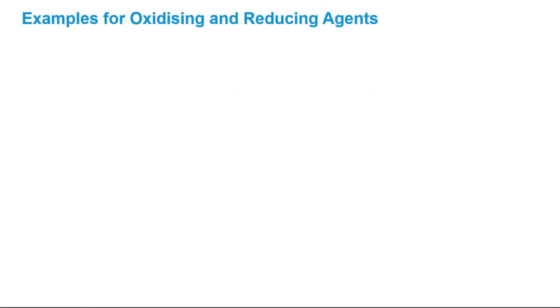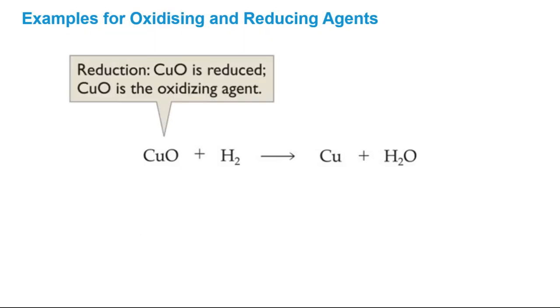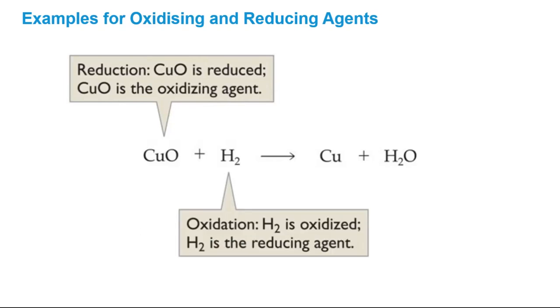Examples for oxidizing and reducing agents. Here copper oxide reacts with hydrogen to produce copper and water. Copper oxide is reduced and copper oxide is an oxidizing agent because copper oxide helps hydrogen to oxidize, that is H2 to H2O. Here hydrogen is oxidized and hydrogen is the reducing agent. So hydrogen helps copper oxide to reduce to copper.